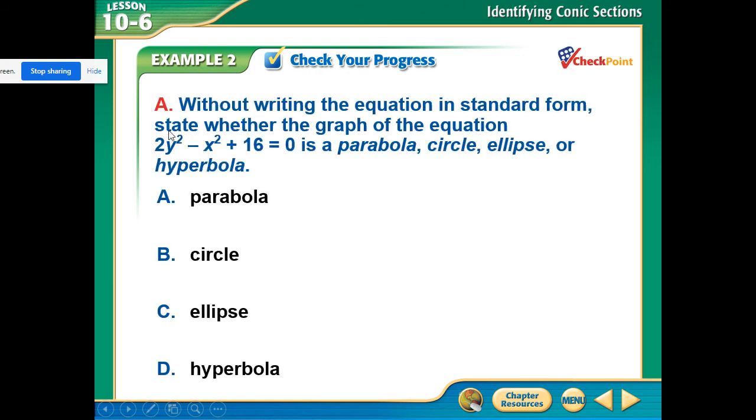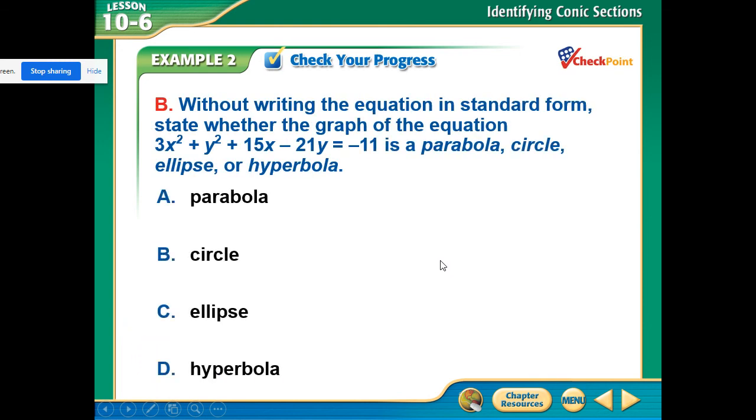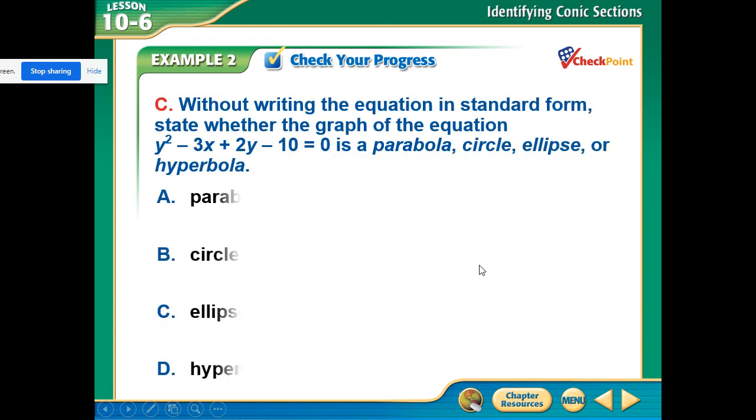What about this one? We have a y squared minus an x squared. Got them both, so parabola's out, but because of the minus, it's a hyperbola. Here, x squared and y squared, parabola's out, it's a plus, so no hyperbola. Looking at the numbers, we have 3 and 1, so it's an ellipse. Missing the x squared, parabola.